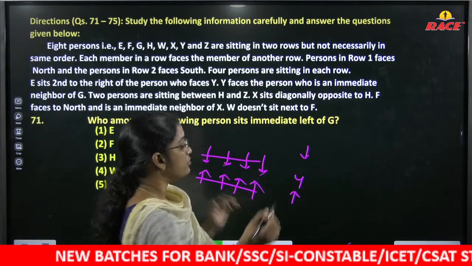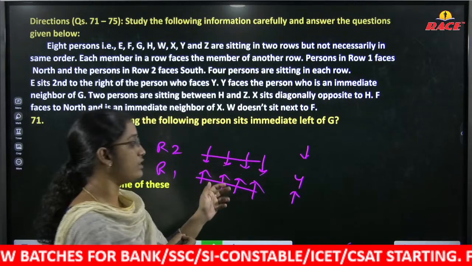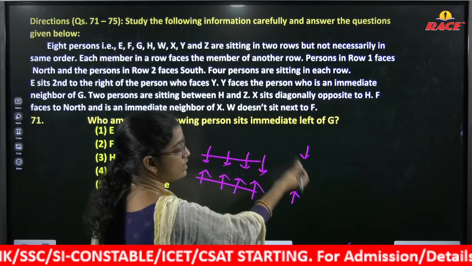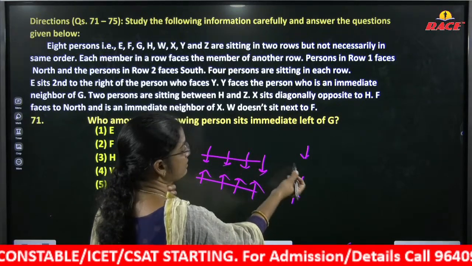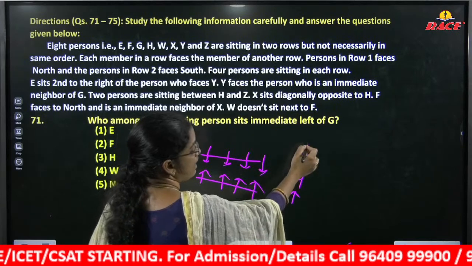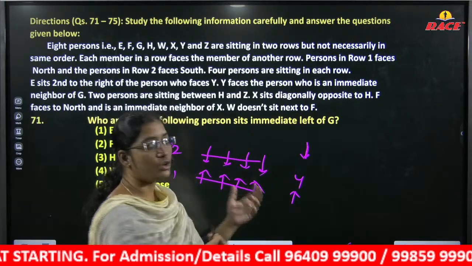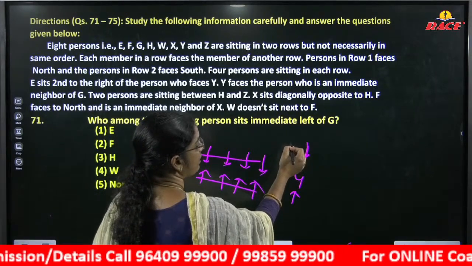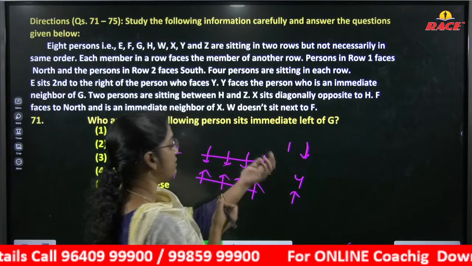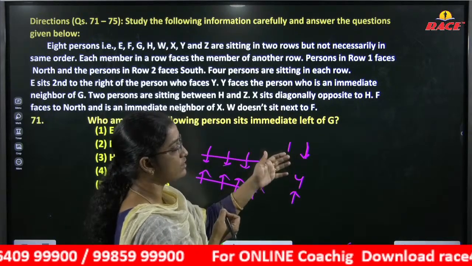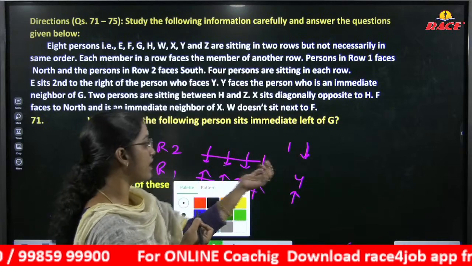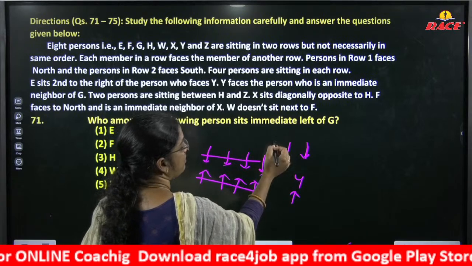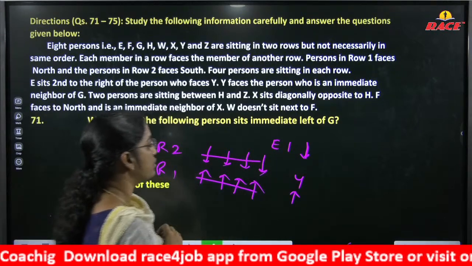Here the information is E sits second to the right of the person who faces Y. In case Y faces north, the opposite person is definitely facing south. So E is second to the right of that person, and this direction is south. For a south facing person, our right side is left and our left side is right. Right means our left side, so this is first right, this is second right. That means here we have to take E.